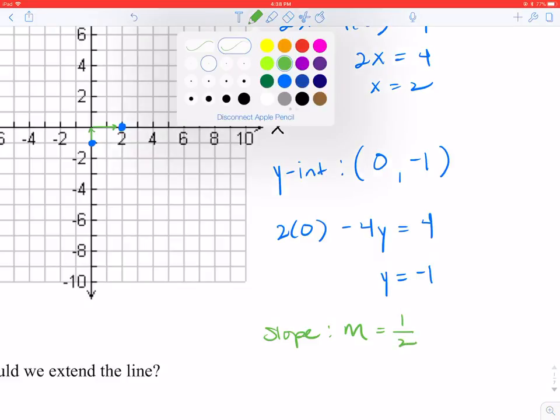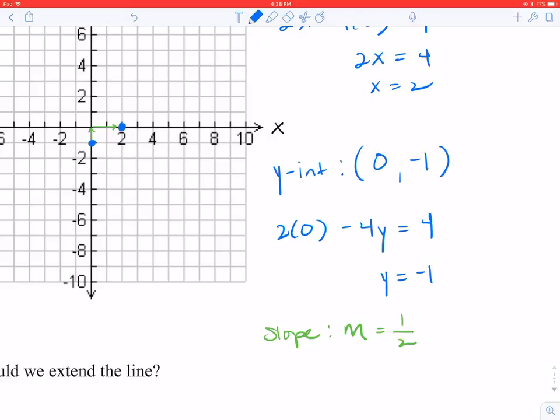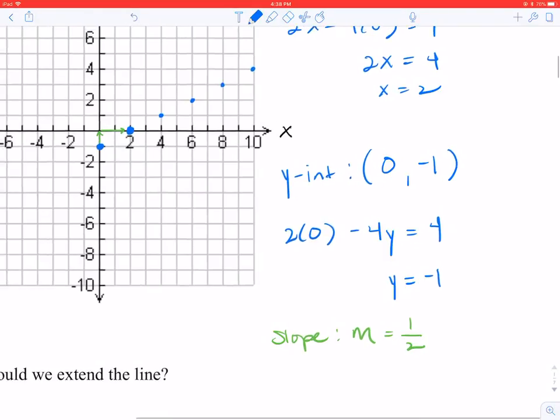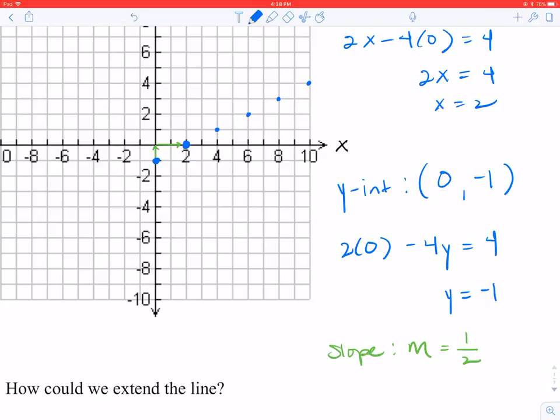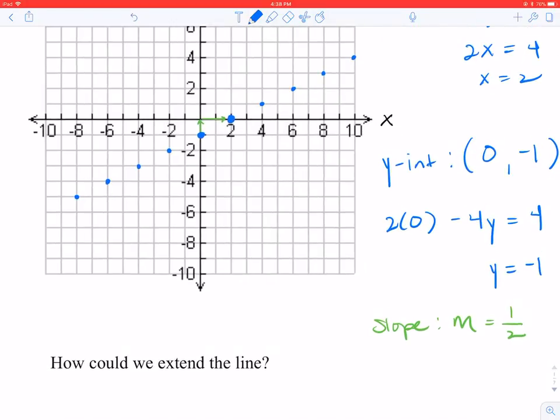So now we can use the slope to extend the line. Going to the right, I would go up 1, right 2, up 1, right 2, and so on. And then to go to the left towards the negatives, I would do the opposite. I would go down 1, left 2. Down 1, left 2. Because that would be like a rise of -1 and then a run of -2. So those negatives would cancel out in our rise over run ratio.